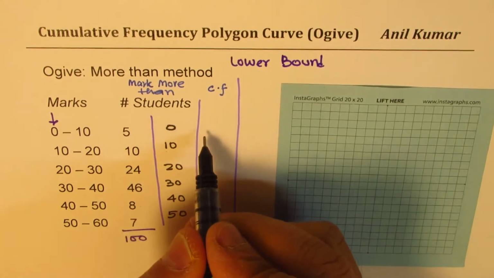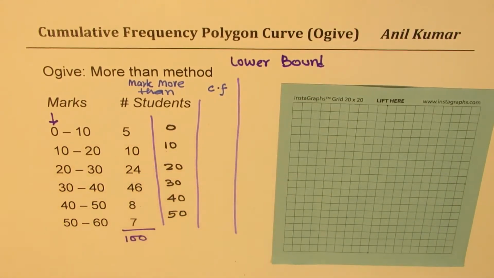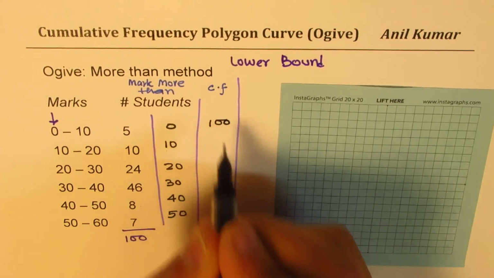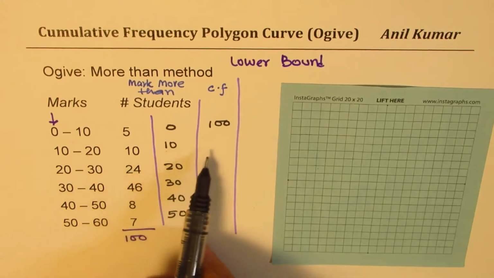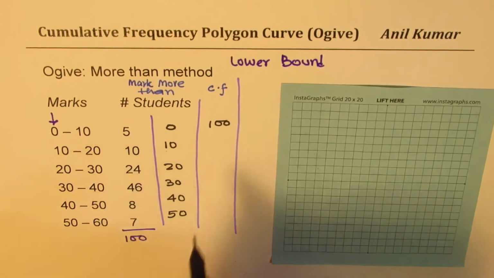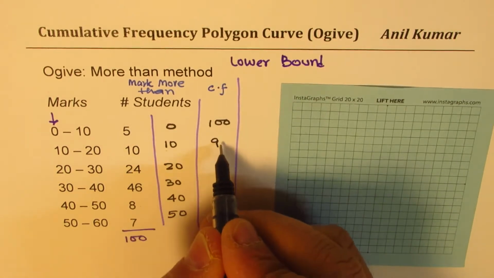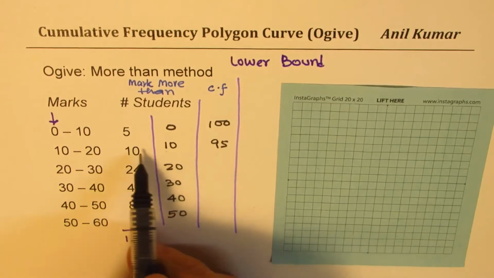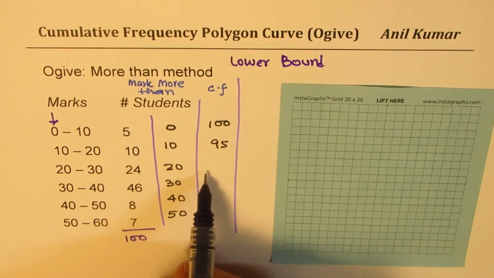So cumulative frequency basically will have a number. In this case, when we say more than, we'll write the number 100 there, right? So it's kind of going in the reverse order. Now, how many are more than 10? Well, less than 10 were 5, so we'll take away 5 from it, so we get 95. So we have to take away that number from the previous number to get the next number, right?